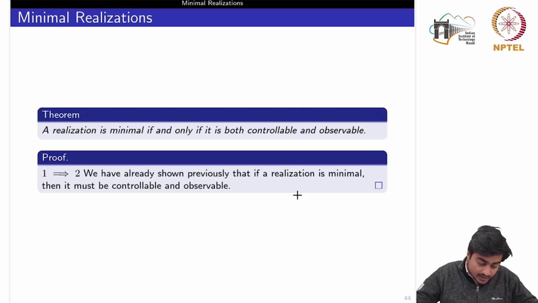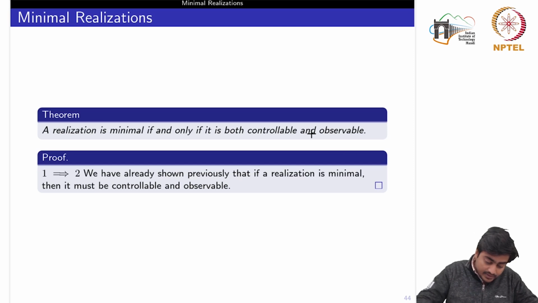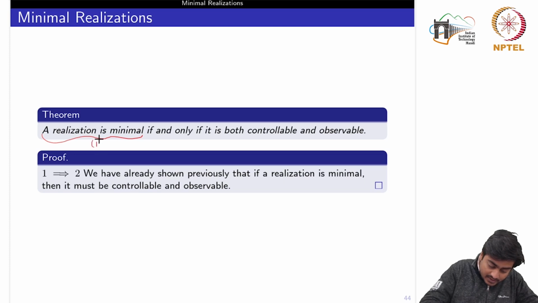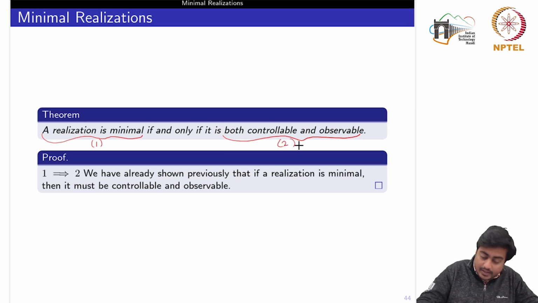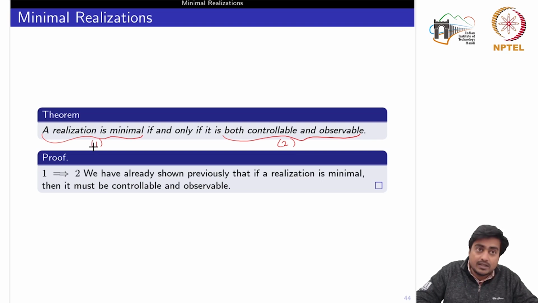now another important result is that a realization is minimal if and only if it is both controllable and observable. So the first statement we are making is that the realization is minimal. And the second statement is that the realization is controllable and observable. So when we say 1 implies 2, it means that if the realization is minimal, then it should be controllable and observable. And this we have already proved in the previous result by contradiction.